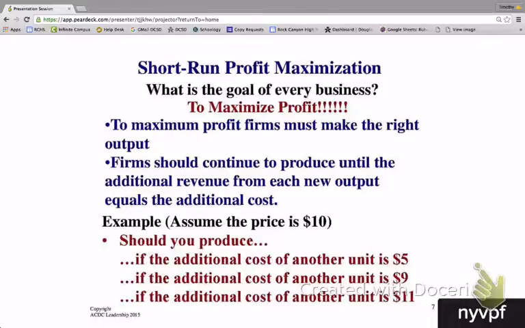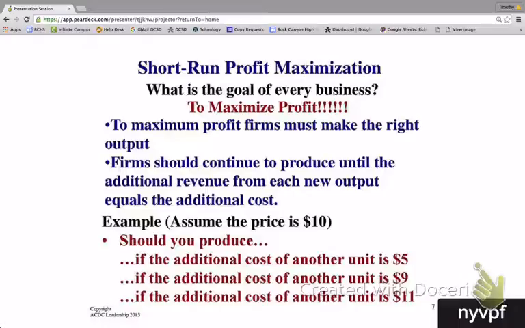So if we assume that the price is $10, should you produce if the additional cost of another unit is $5? Yes, you should. That's your marginal cost, right? But what's your marginal revenue? Well, marginal revenue is always equal to the price, and the price is $10. And you should always produce another unit if the marginal revenue is greater than the marginal cost. You maximize profit when marginal revenue is equal to marginal cost. So if the marginal revenue is always $10, we're going to continue producing until the marginal cost is equal to $10 or until it's greater than $10.